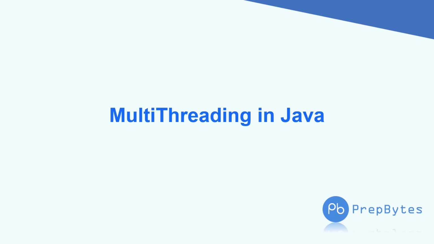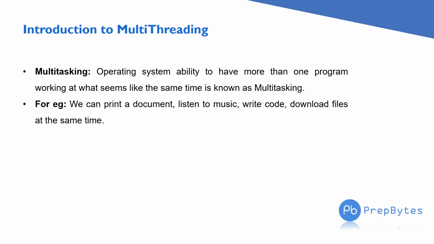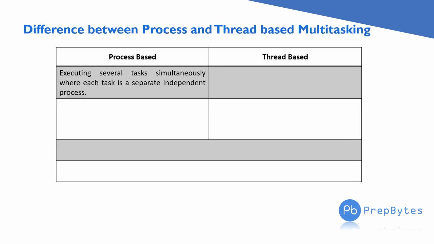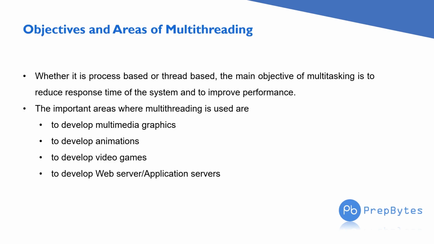Hey, welcome again. So what we have seen till now in multithreading, let's revise. We have seen the introduction to multithreading. What is multitasking? Two types of multitasking, an important topic: process-based multitasking and thread-based multitasking. The difference between them. Then we have seen the objective and areas of multithreading. If someone asks, just give these examples.